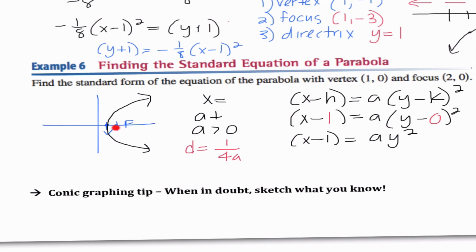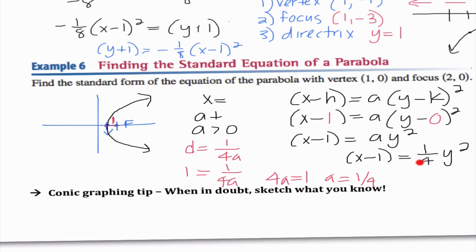We can see that this distance right here, and I'm even going to draw on it, is 1. The focus is 1 away from our vertex. So I have 1 equals 1 over 4a. So 4a is 1, and a would be 1/4. So my final answer would be x minus 1 equals 1/4 times y squared. Just to double check, I know this 1/4 should be positive because my parabola is opening up to the right. So this would be our final answer.